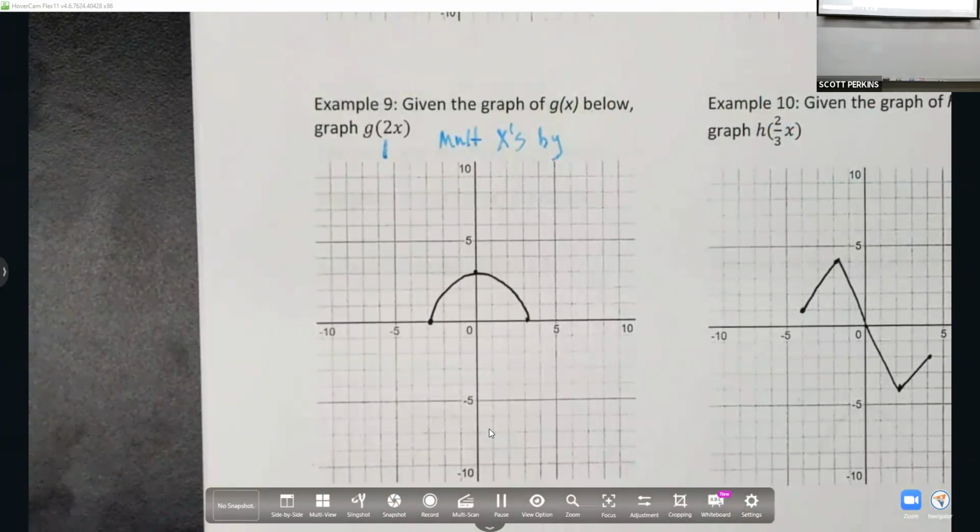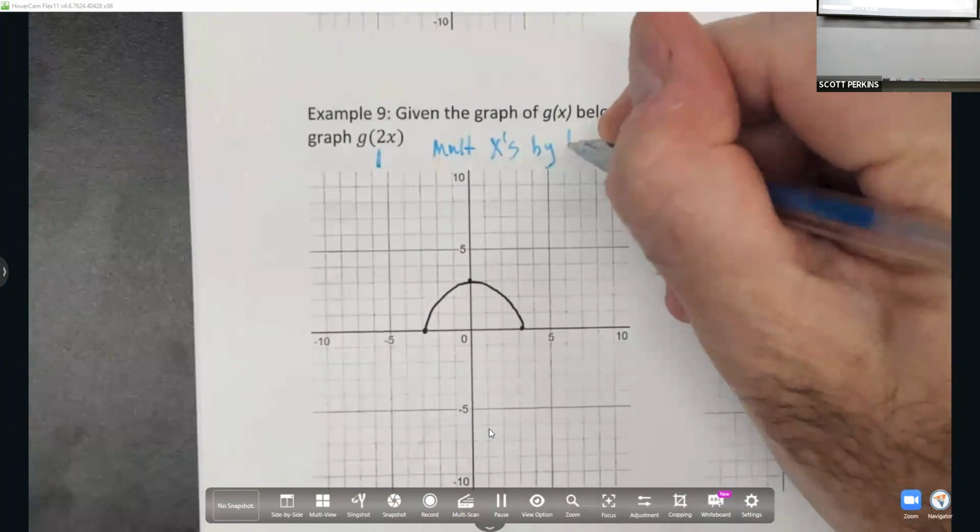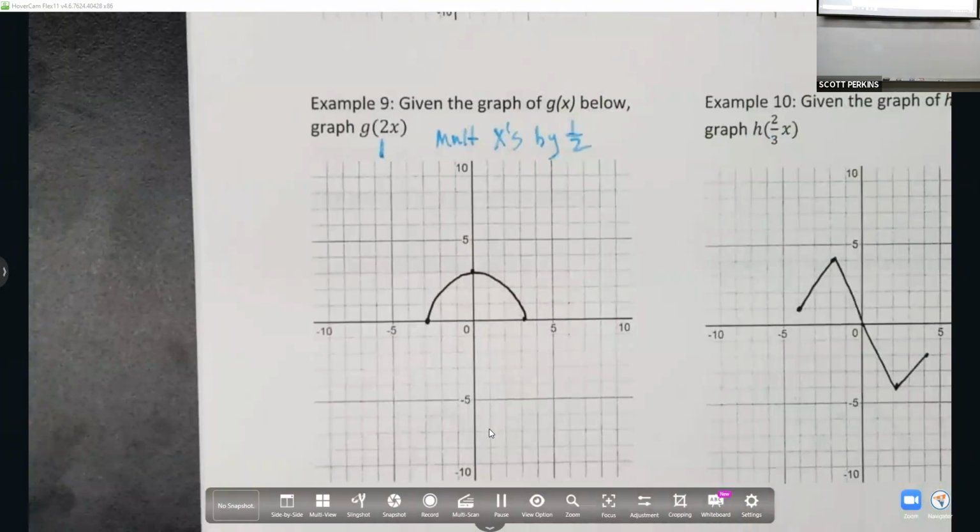We're going to multiply the x values by a half, the reciprocal. Okay, the reciprocal of 2 is 1/2. So go through and do that, please. Multiply all those x values. There's 3 good ones right there. Multiply the x values by a half.